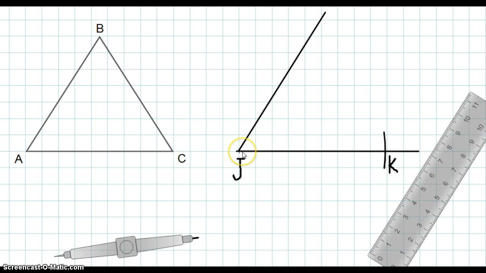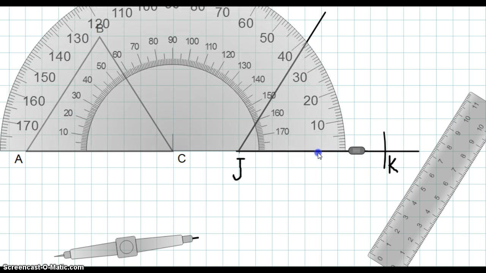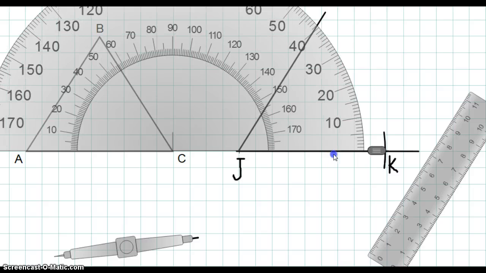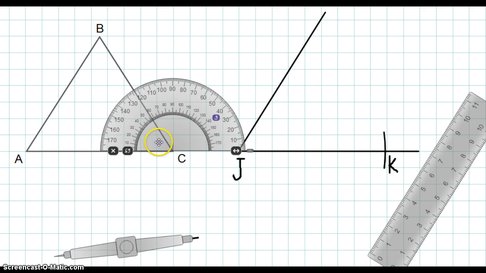So again, I'll say that one more time. When you make the angle and draw the line from a point, draw that line a little bit longer, and you will see why later. Okay, now I want to find out angle C's measurement. Let's make it a little bit bigger so I can read it. It looks like angle C is 62 degrees. So angle A was 63, angle C is 62 degrees.